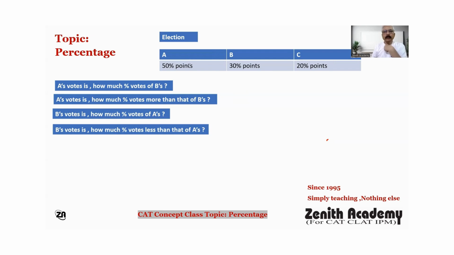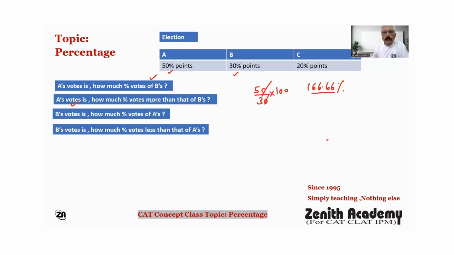Now see, in the same situation, A's vote is how much percent of B's votes? A got 50% of the total votes, B got 30% of the total votes. So A's vote is how much percent of B's? When B is getting 30% of the total votes, A got 50. So out of 100, this is 500 by 3, which means 166.66%. So A's vote is 166.66% of B's vote.